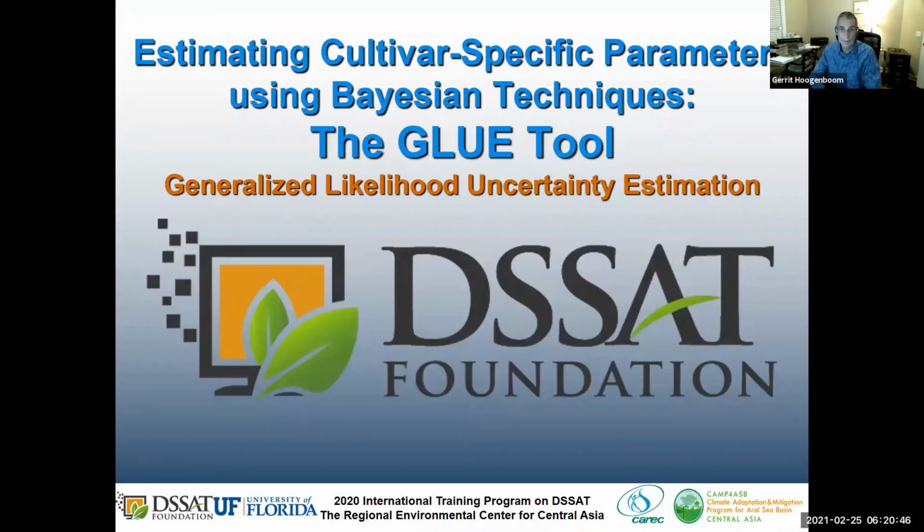So then a few words about the GLUE tool we have in DSAT again. So GLUE stands for Generalized Likelihood Uncertainty Estimation.